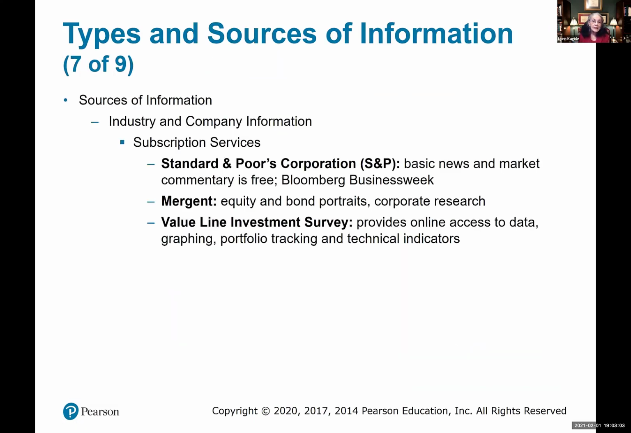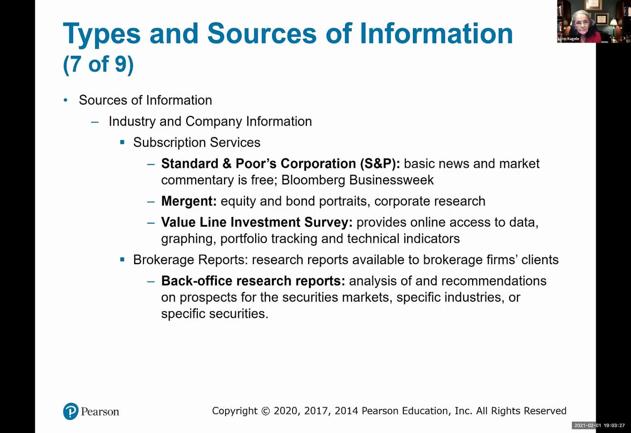Now, S&P is a subscription service. Mergent is a subscription. Value Line is a subscription. They've got them in the library. If you need to pick a company and you're going to need Value Line data, Value Line data on the Dow 30 is free online. Everything else is a subscription, just for your reference.